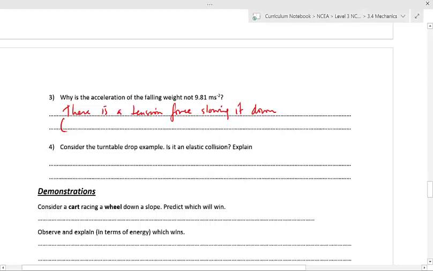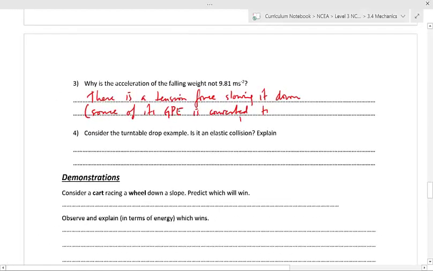And we can also say in terms of energy, some of its GPE is converted to RKE of the wheel.